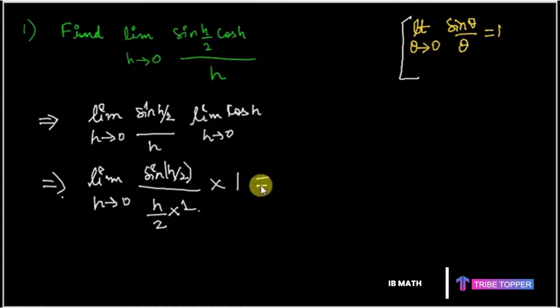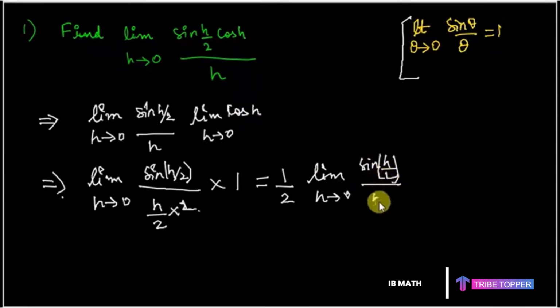So now you're just left with this. This 1 by 2 will go out. You get 1 by 2 limit h tending to 0 for sine h by 2 upon h by 2, and that is 1. So now we have created this form, and this is equal to 1 by 2 times 1. So 1 by 2 is your final answer.